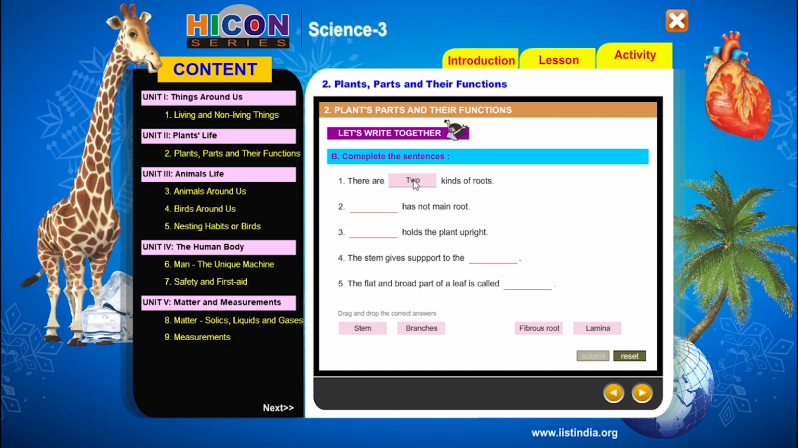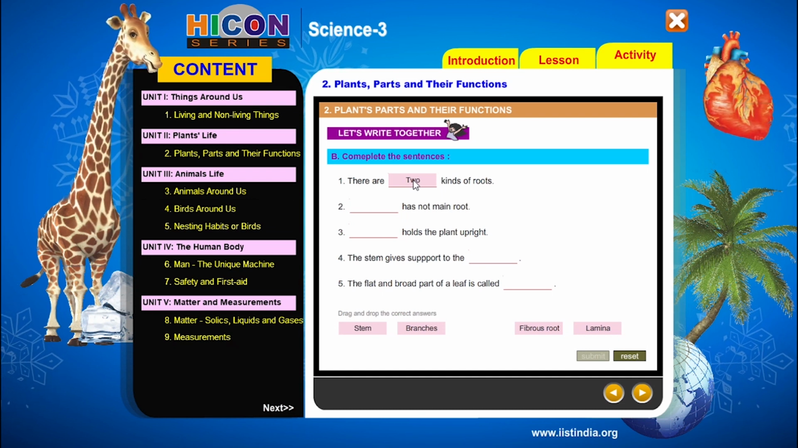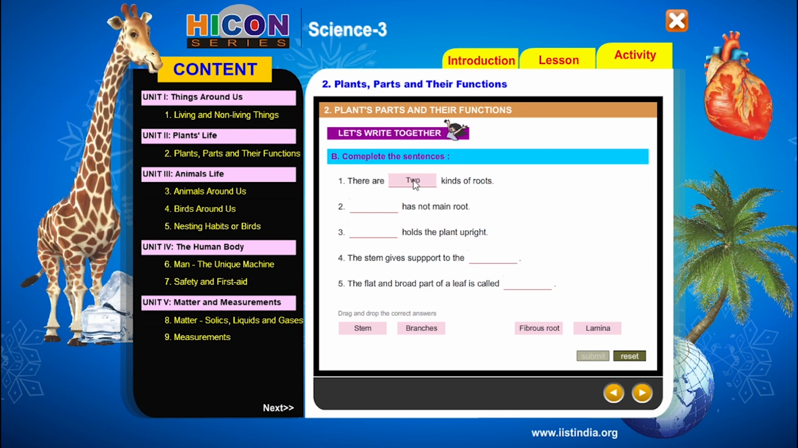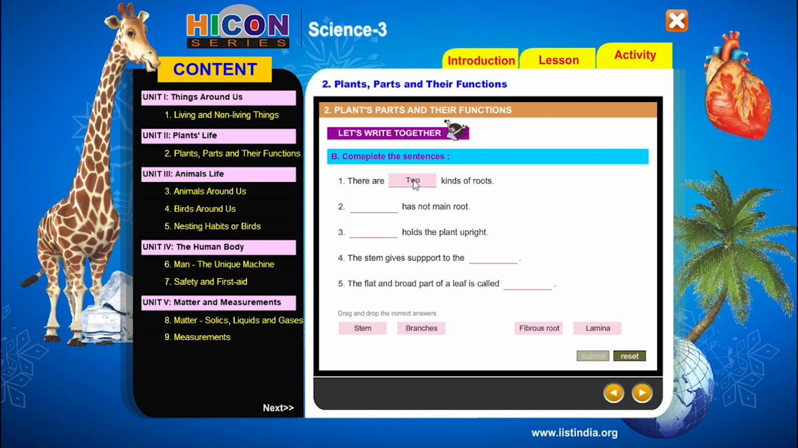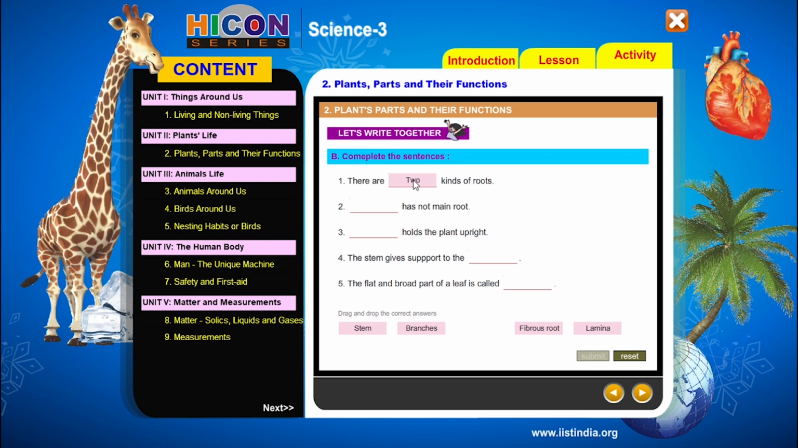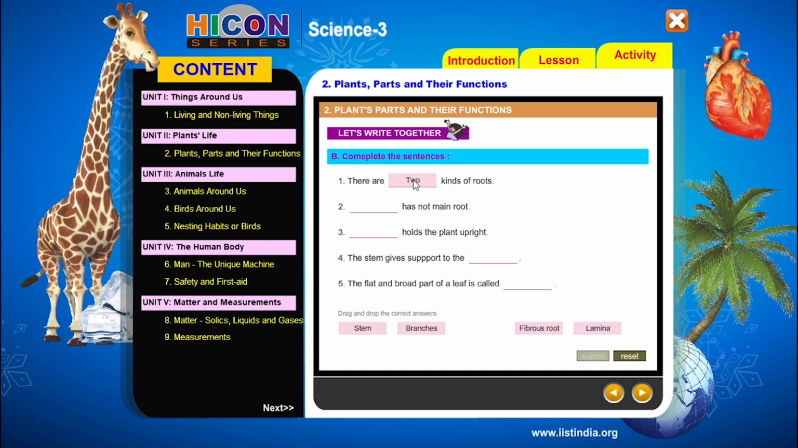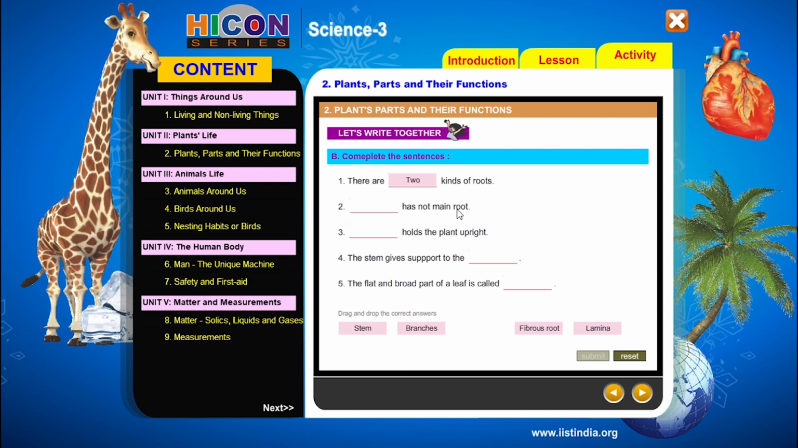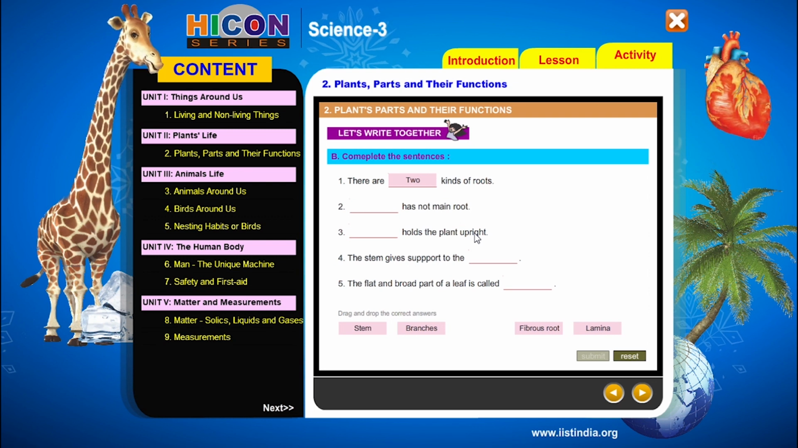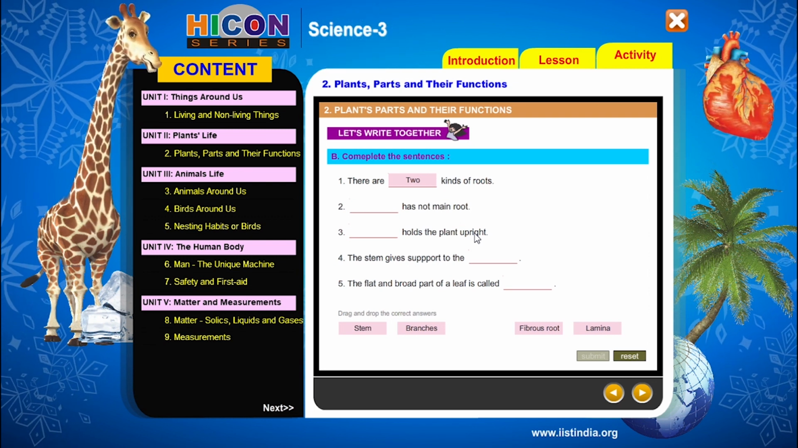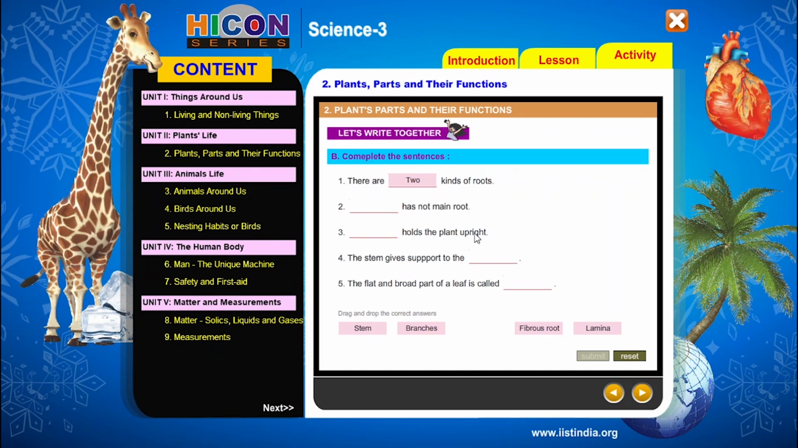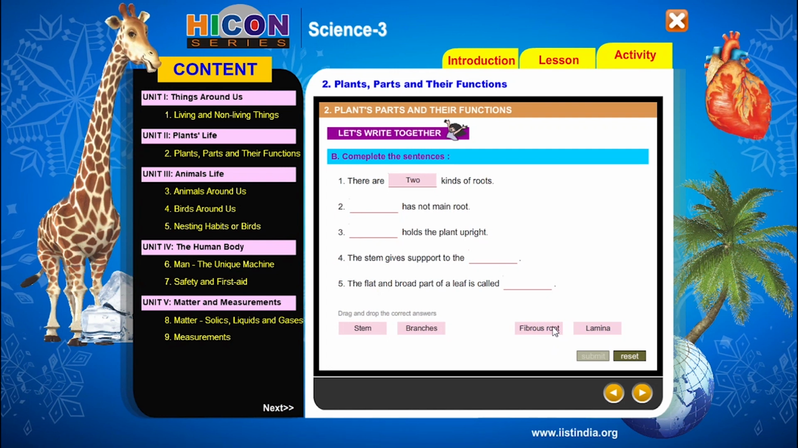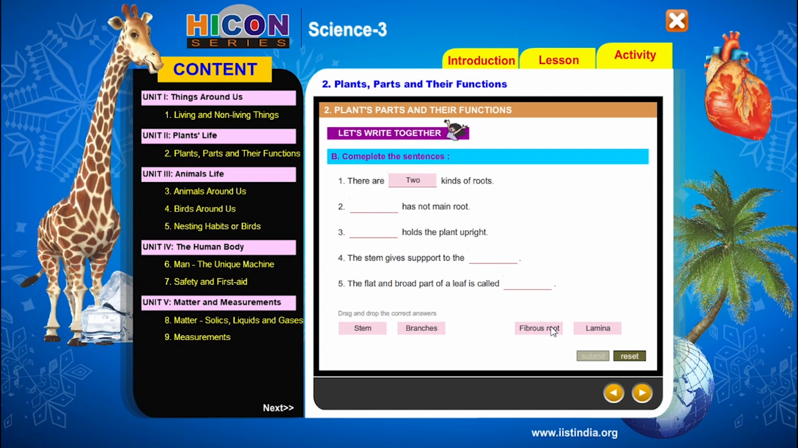So children, there are mainly two types of roots. One is a tap root and the other is fibrous root. Among these types of roots, one root system does not have main root. Which root system? Tap root or fibrous root? Yes, fibrous root. So fibrous root has no main root. It does not contain main root like tap root. So most of the tiny roots, that means a large number of tiny roots, attach to the bottom of the stem like a bunch. So the correct answer for the second sentence is fibrous root.